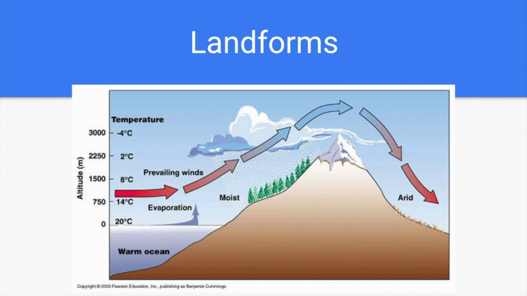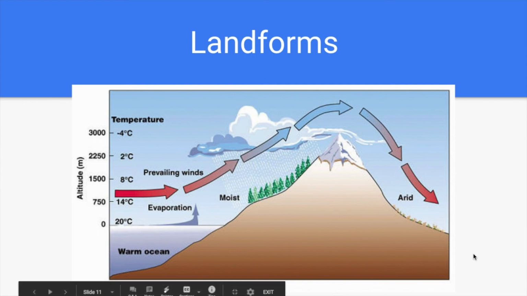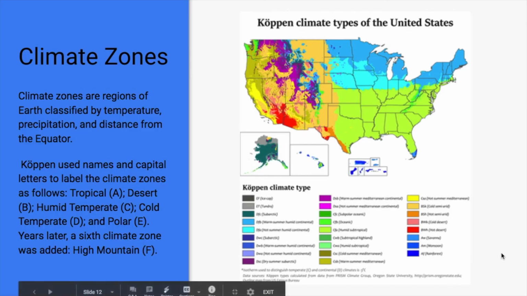So landforms, based on whether there are mountains or flatlands in an area, the topography of the area, can also influence how those weather patterns and that climate are going to be created. The last thing you're going to read about is the final section on the climate zones. Climate zones are regions of Earth classified by temperature, precipitation, and distance from the equator. All those factors together influence what a climate is going to look like.